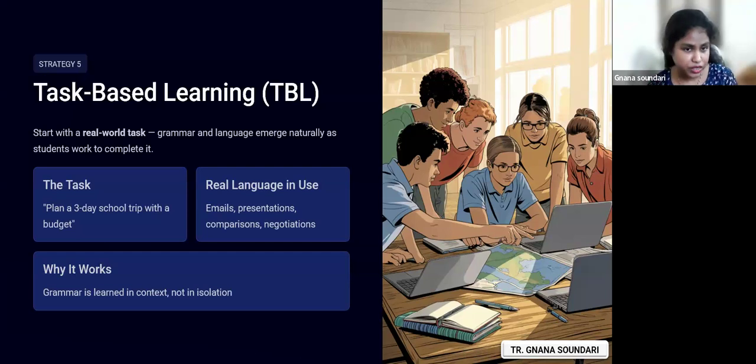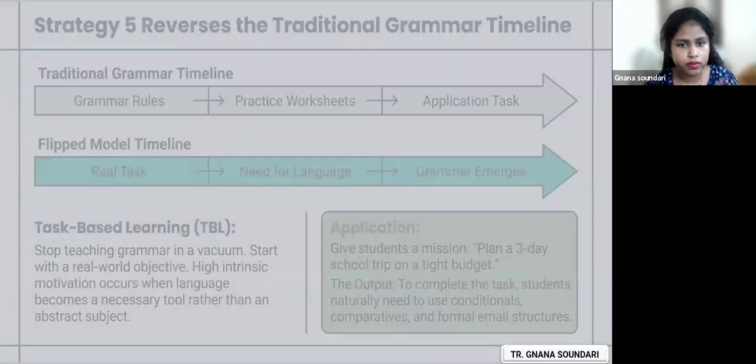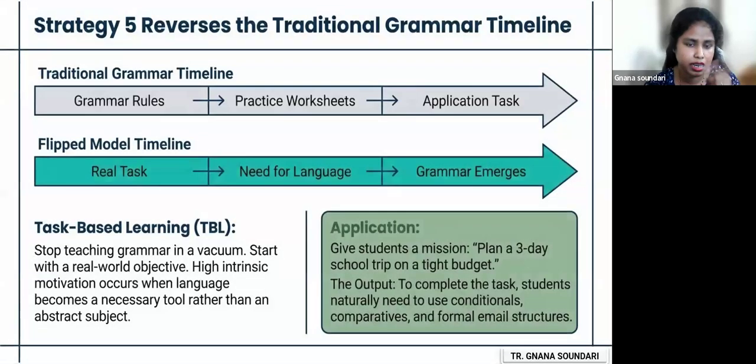When they are discussing together, when they are using this task-based learning, they will use comparatives, yes, and conditionals, yes, also the tenses. What we are going to do, we should do this, we should not do that. So they will naturally start to write in a proper grammatical way. So this is the next strategy, which is very, very helpful. Again, I'm telling you, reverse the traditional grammar timeline.